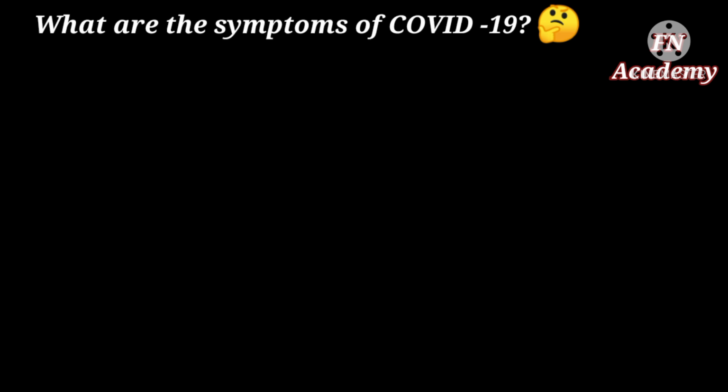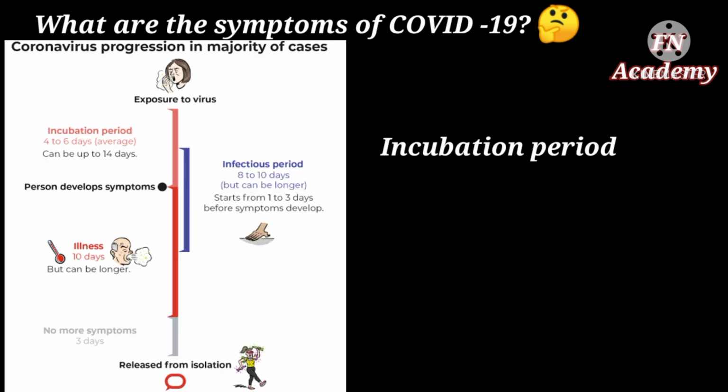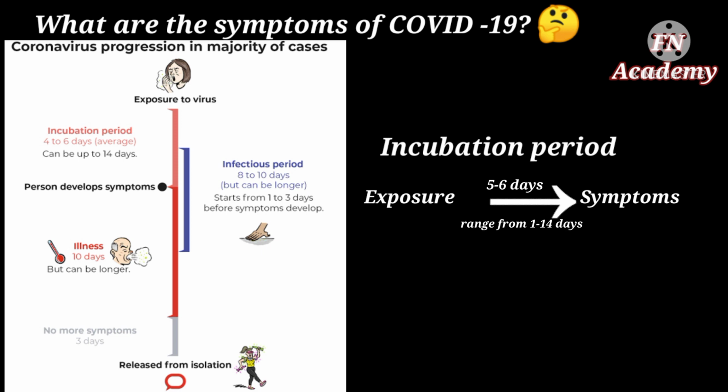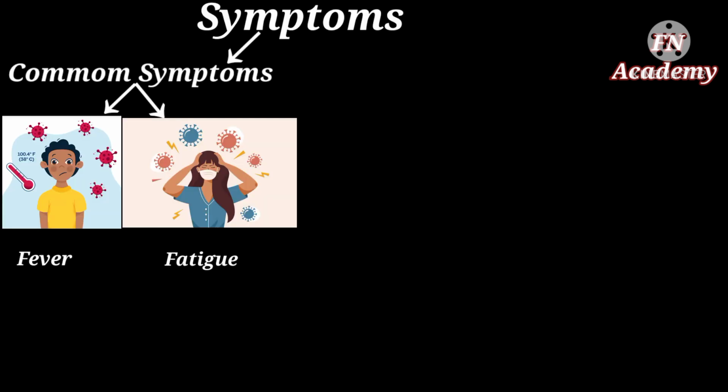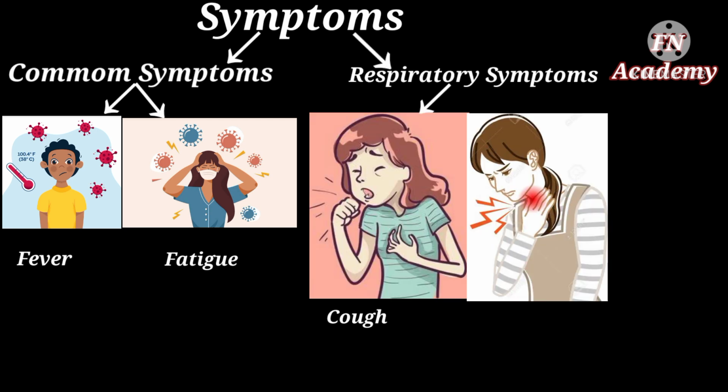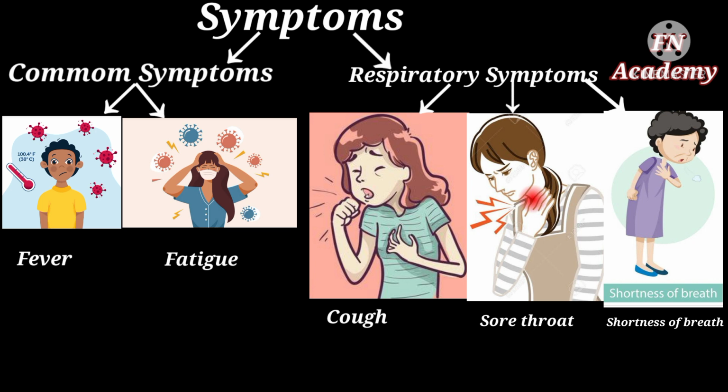Now moving on, what are the symptoms of COVID-19? The incubation period, which is the time taken from exposure to the virus to development of symptoms, is on average 5 to 6 days but can range from 1 to 14 days. There can be a range of symptoms from very mild to severe illness. Some people may not develop symptoms. Common symptoms may include fever, fatigue, and respiratory symptoms such as cough, sore throat, and shortness of breath.